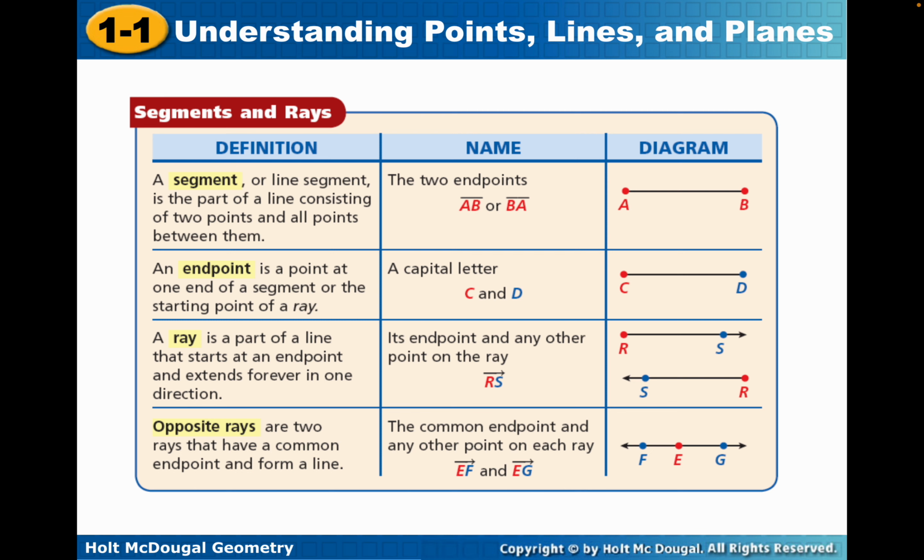All right, and then there's the opposite rays that are below ray, and that has 2 rays that have a common endpoint and they form a line. So even though that's a line that extends forever on both sides, they're still rays, EF and EG, because E can be that endpoint for those rays. So EF, EG, those arrows are above the F and above the G, because that's where it's continuing on. So those are going to be our opposite rays.